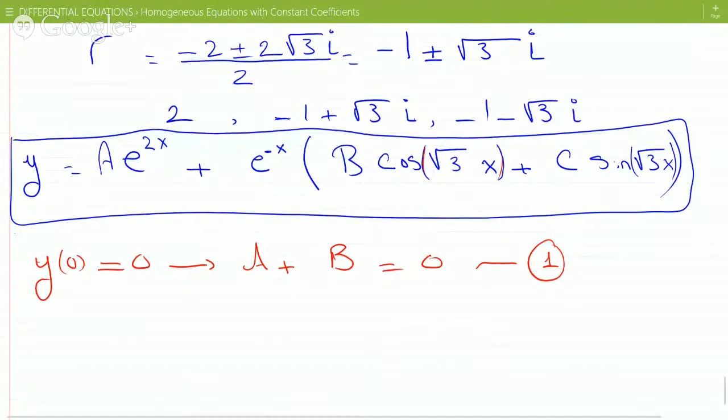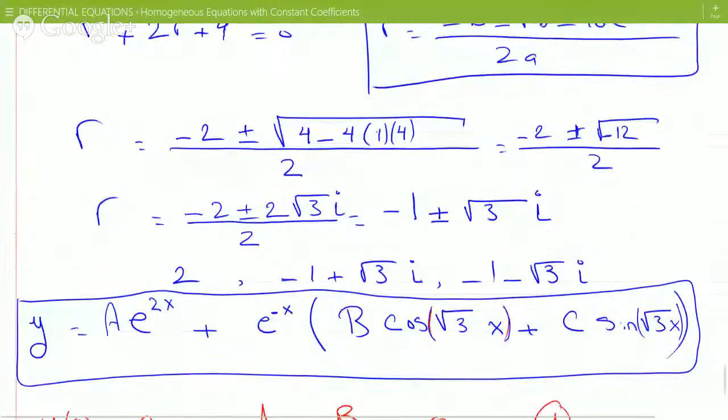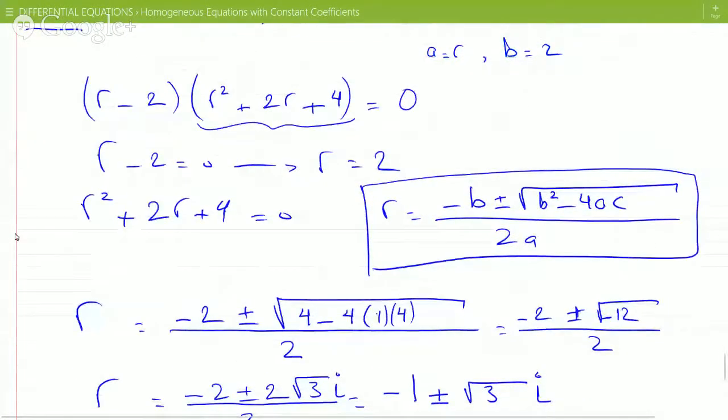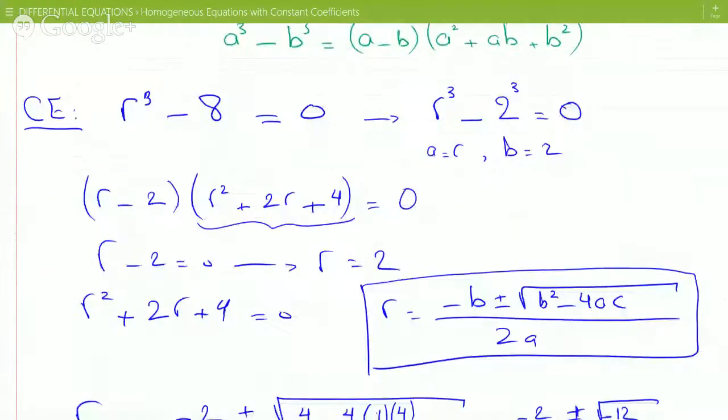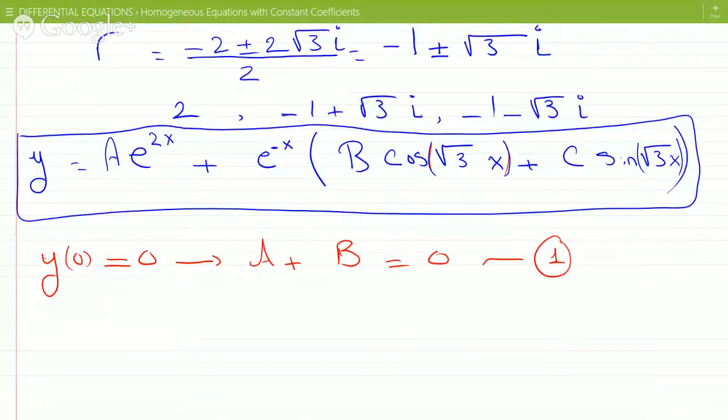Now, we are given information on y prime and y double prime. So let's go ahead and find what y prime and y double prime are. Yeah, and this might take a bit because of the product rule in the derivative. So let's do y prime here. So far we have one equation.